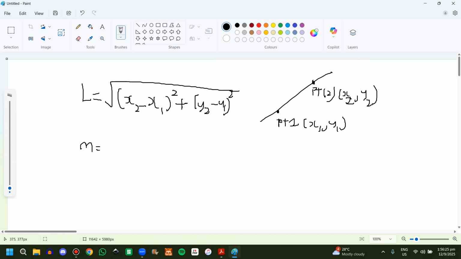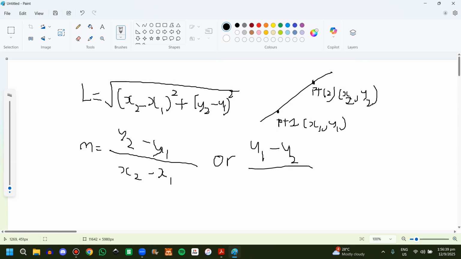We also know the formula of gradient, or how steep or gentle a slope can be, which goes m for gradient equals y2 minus y1 out of x2 minus x1, or y1 minus y2 out of x1 minus x2. I prefer the first formula, though the second formula is also acceptable.